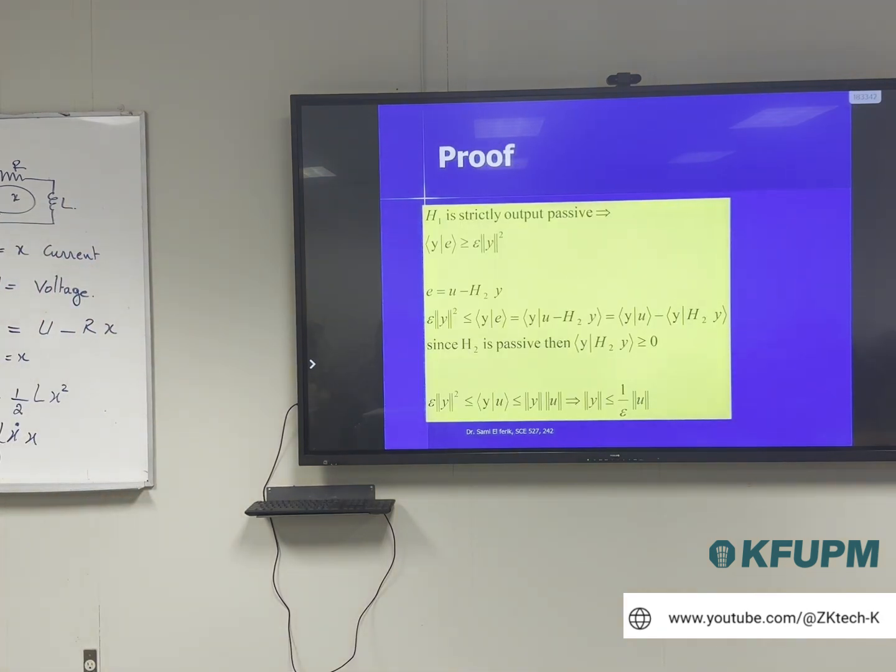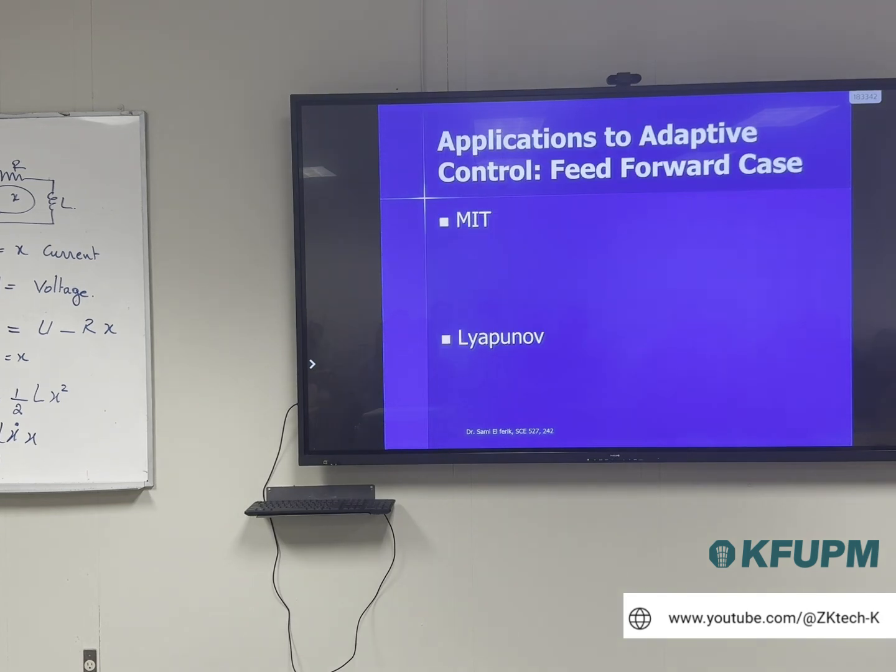Alright, so this is the proof of this, but we will not go through it. We can go through that later. So we have used MIT and Lyapunov for the feed-forward case, and we are trying to develop the understanding of the stability. What we are going to do now is integrate what we have seen up to now to see how can we say that the MIT rule is stable, and how can we change the adaptation rule, right?